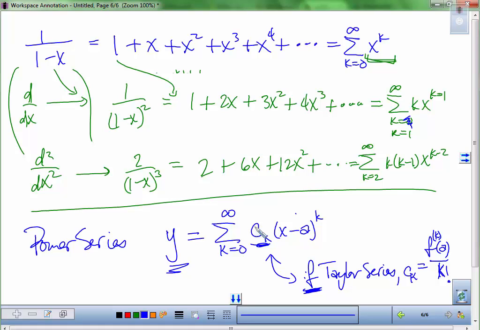Okay, good luck with your radius of convergence crap in your homework.